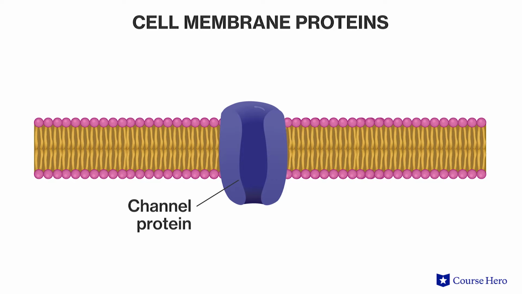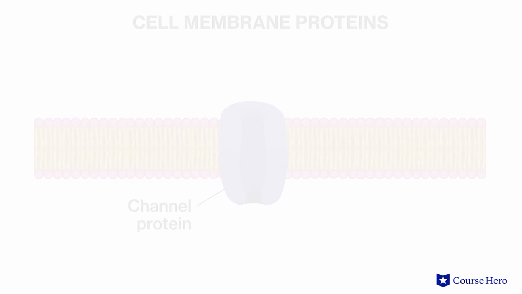A channel protein, also known as an ion channel, creates a pathway across the membrane that allows ions to be transported in and out of cells. Channel proteins have a hydrophilic interior that allows polar substances, such as ions, to pass across the non-polar membrane interior. Sodium and calcium ion channels are examples of channel proteins.